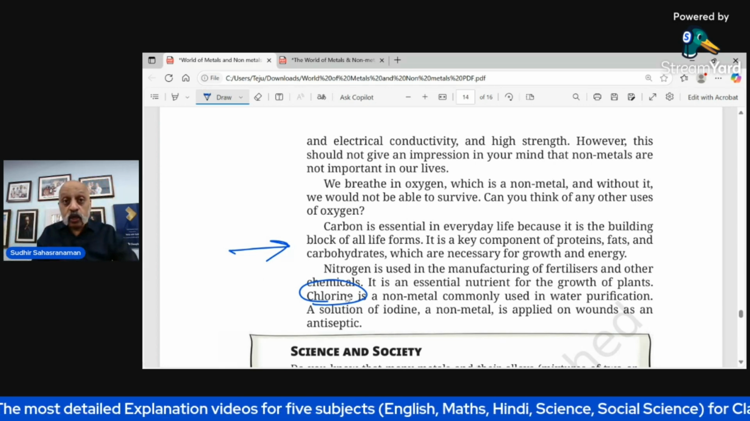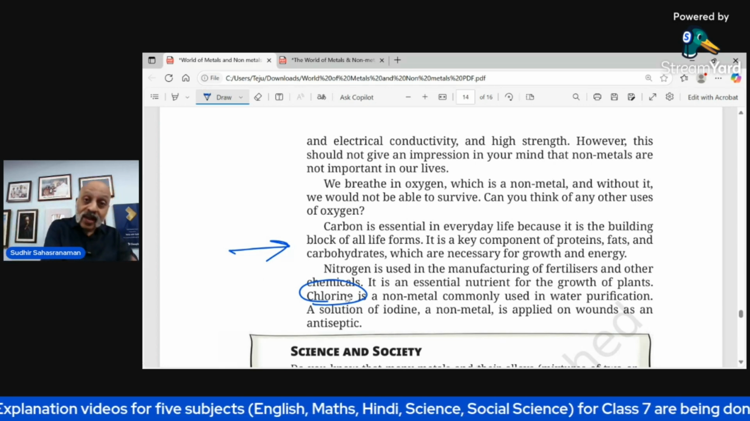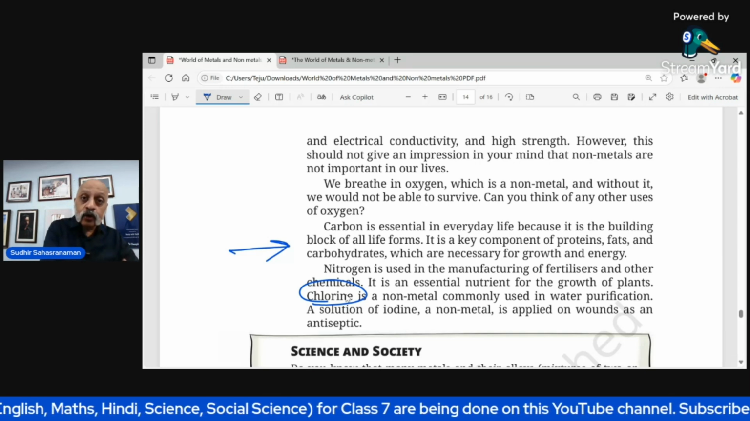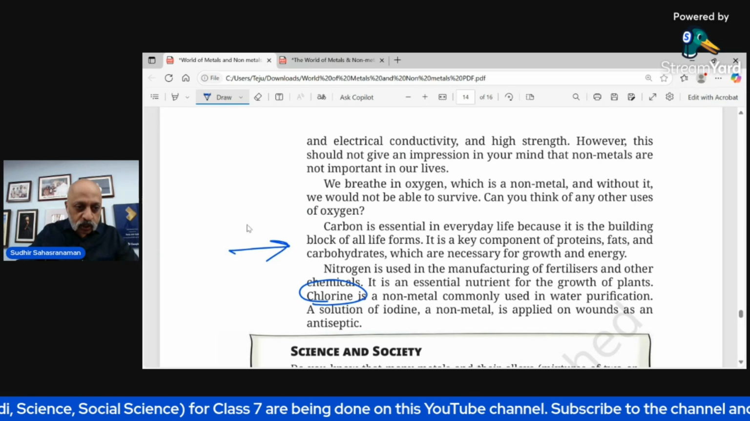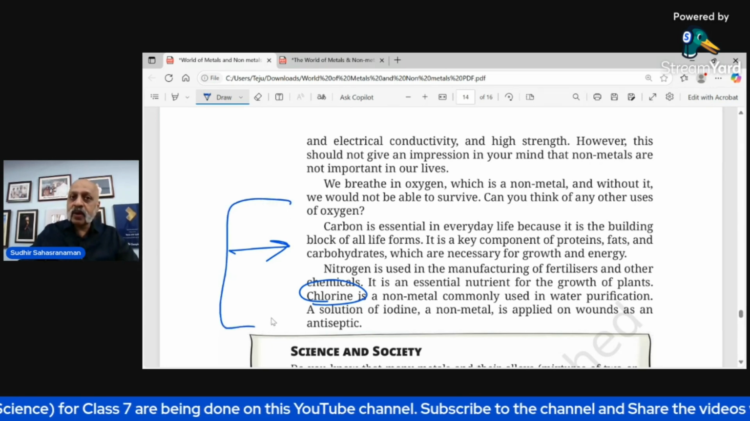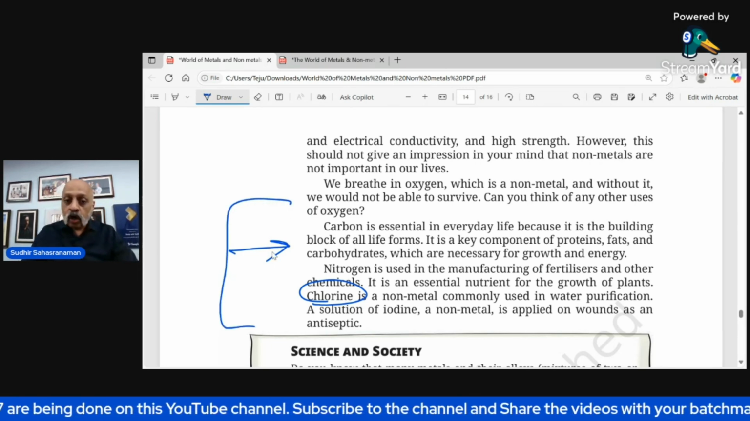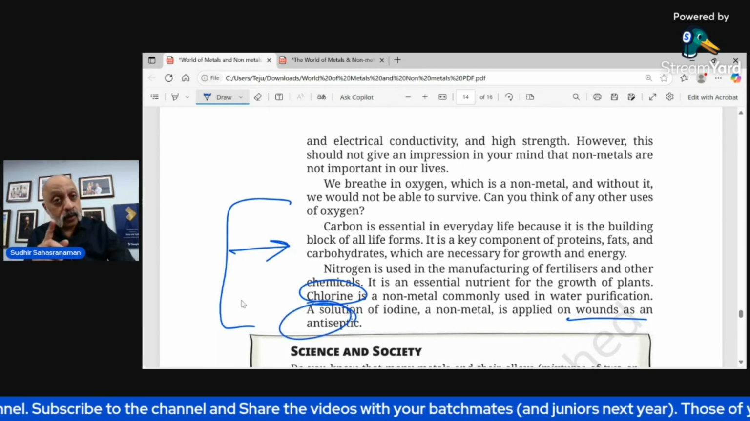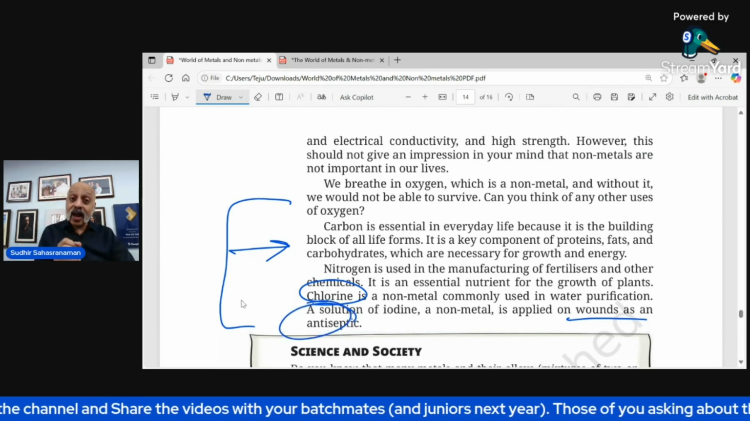Iodine is used in your salt, right? It is used as an antiseptic. If you have a wound, iodine is used there. So you need to know the use of all these things, or you can be asked a question: which non-metal is applied on wounds as an antiseptic? You cannot write chlorine, galat ho jayega, anda milega. So you need to write iodine.